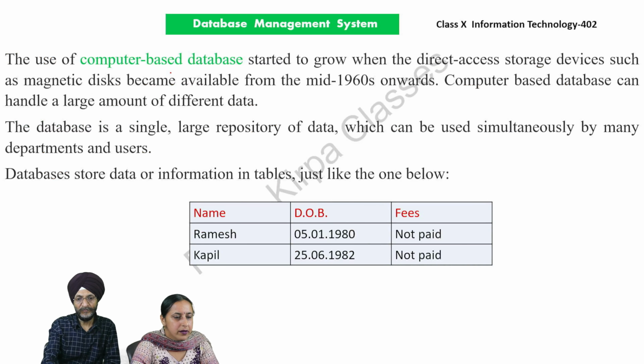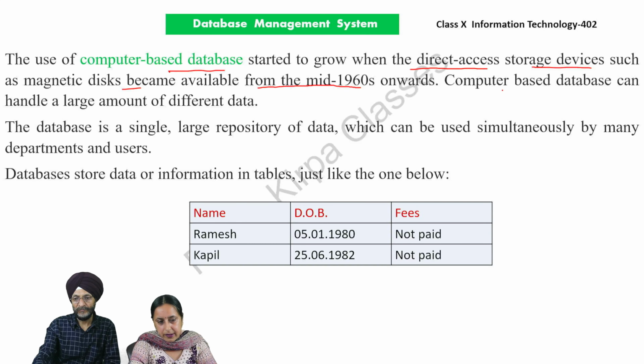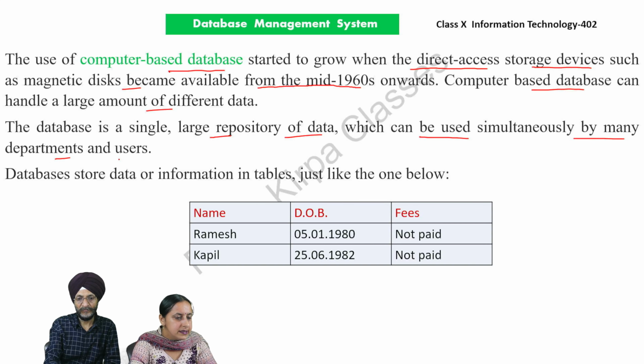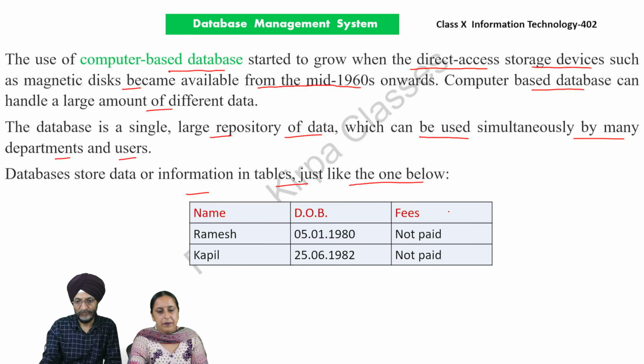Next, the use of computer-based database started to grow when the direct access storage devices such as magnetic disks became available from the mid 1960s onwards. Computer-based database can handle a large amount of different data. The database is a single large repository of data which can be used simultaneously by many departments and users. Databases store data or information in tables just like the one below. In this table, information is appearing in respect of two students who have not paid the school tuition fees.